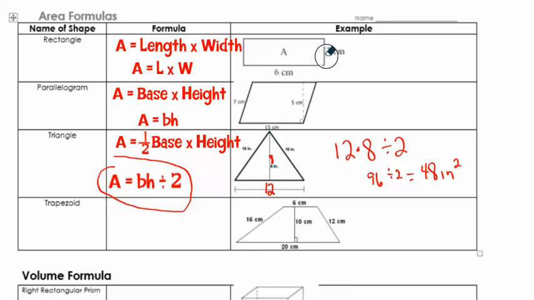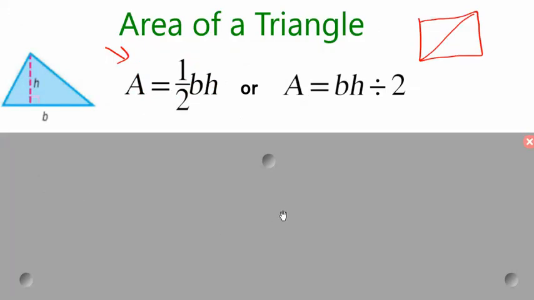Not a good half. It is half of a rectangle. If I just did base times height, that's just the rectangle formula. I have to divide by 2 because it's half of the rectangle. All right, let's look at a couple examples.